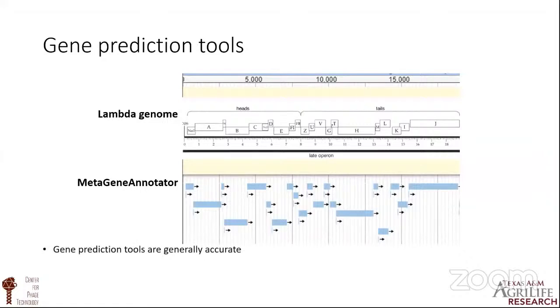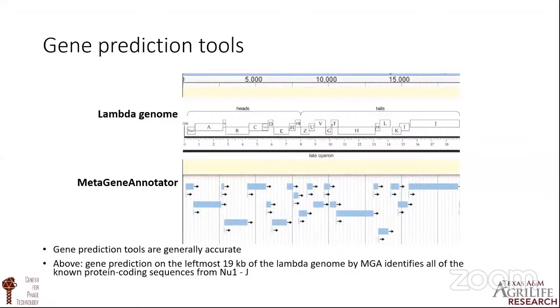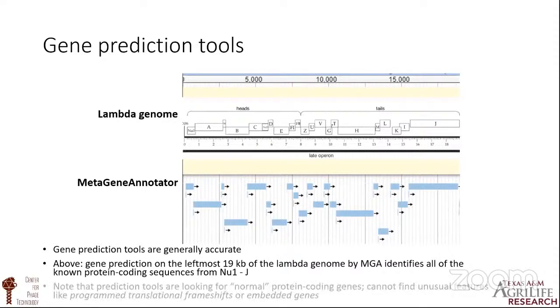You can see here that these gene prediction tools are generally quite accurate. This run of Metagene Annotator was able to correctly identify all the known protein coding genes, starting from gene Nu1 through gene J, as shown here. It's worth noting that these prediction tools are only looking for normal protein coding genes. They can't find unusual features like, for example, programmed translational frameshifts or embedded genes as you might have with genes in spanin complexes. But as you can see here, in the case of lambda, it's done a great job and has accurately identified all the known protein coding genes in the first half of the lambda genome.